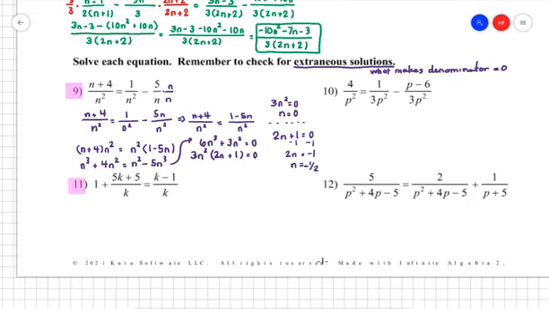Now we need to check if any of our solutions plugged in make our denominator 0. So on the first one, n squared, if I plug in a 0, I'm going to have a denominator of 0. So I cannot use this one. So the only solution that I have is n is negative 1/2.